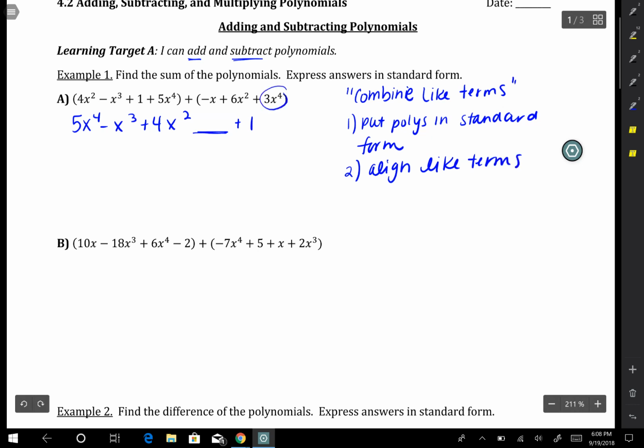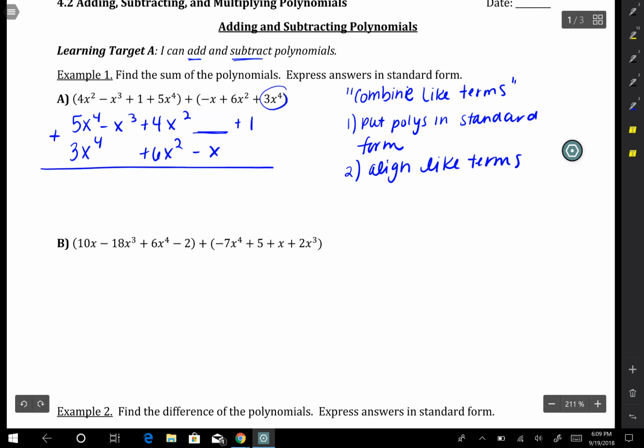The highest exponent in my second polynomial is the fourth power, so I'm going to put that under 5x to the fourth. Then I have 6x squared, so I'm going to put that under the 4x squared. Then I have negative x, which actually, it's a good thing I left that spot there because I don't have an x term in my other polynomial.